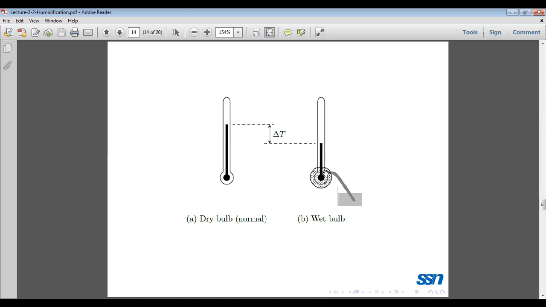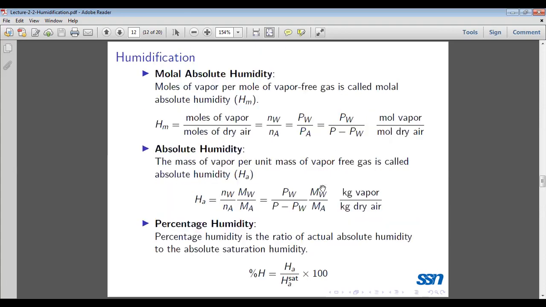Otherwise, only if something is vaporizing will there be a temperature drop. Now there is no such driving force. So you'll see that dry bulb and wet bulb are nearly the same. There is a slight difference: the dry bulb will always be higher and the wet bulb slightly lower. The same thing is happening here.